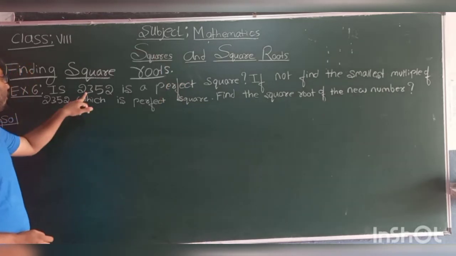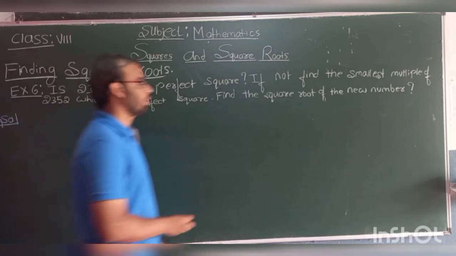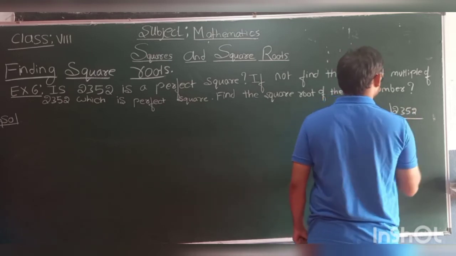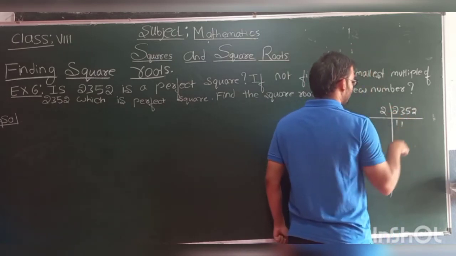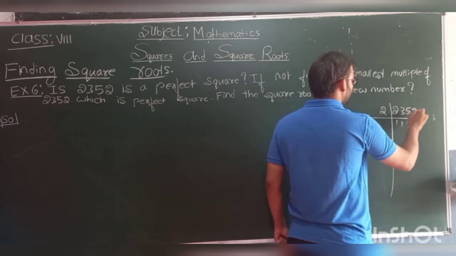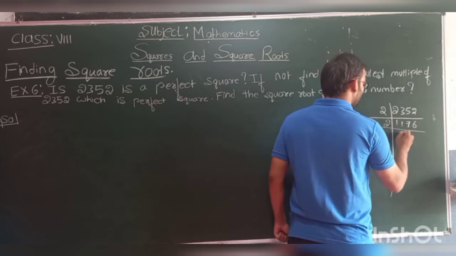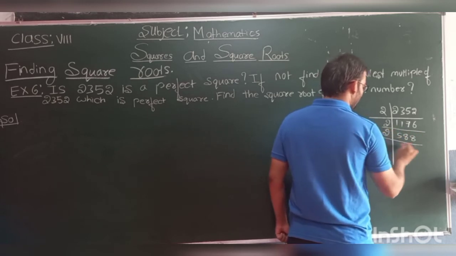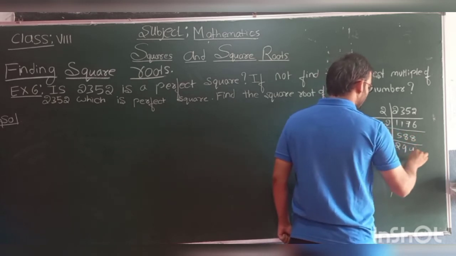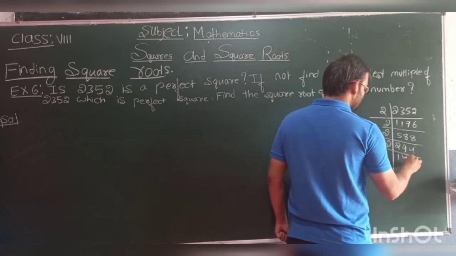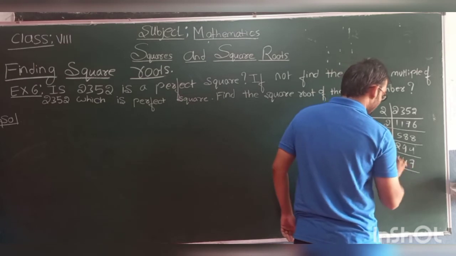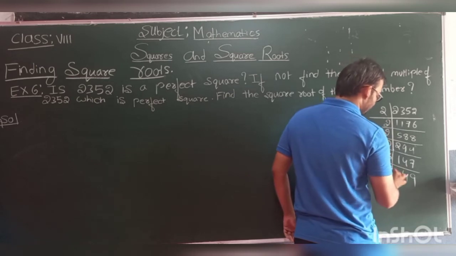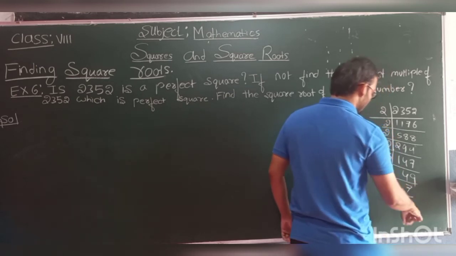Students, in order to check whether it is a perfect square or not, we need to factorize this number. So here we will factorize it. 2 1s are 2, 2 7s are 14, 2 6s are 12, 2 5s are 10, 2 8s are 16, again 2 8s are 16, 2 2s are 4, 2 9s are 18, 2 4s are 8, 2 1s are 2, 2 4s are 8, 2 7s are 14, 3 4s are 12, 3 9s are 27, 7 7s are 49, 7 1s are 7.